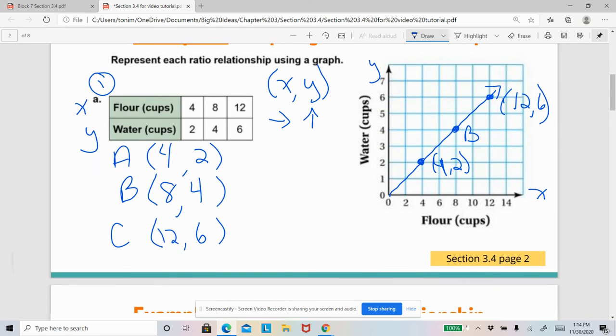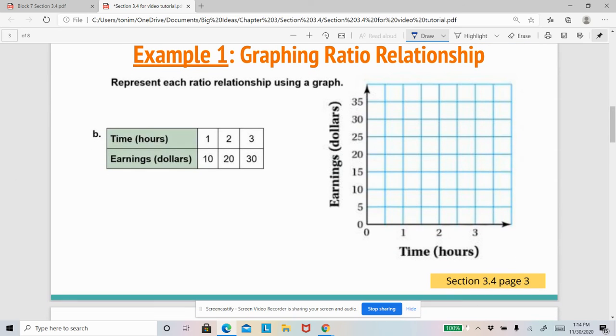All right, so let's do one more. So here is problem B. Again, it's great that they have the table. So for this one, you're going to do your ordered pairs. So 1 to 10 is going to be (1, 10).